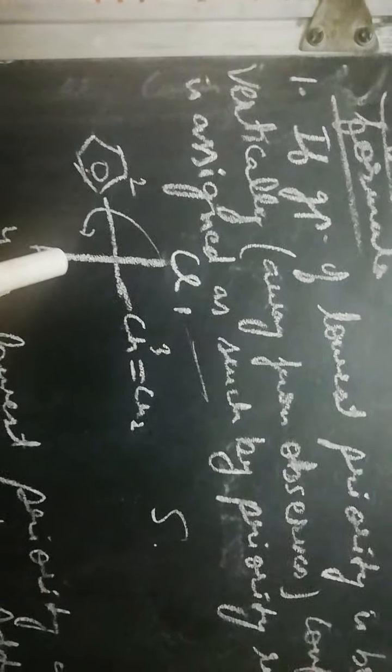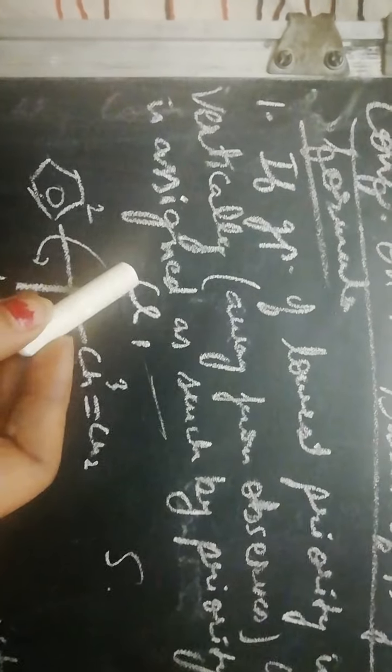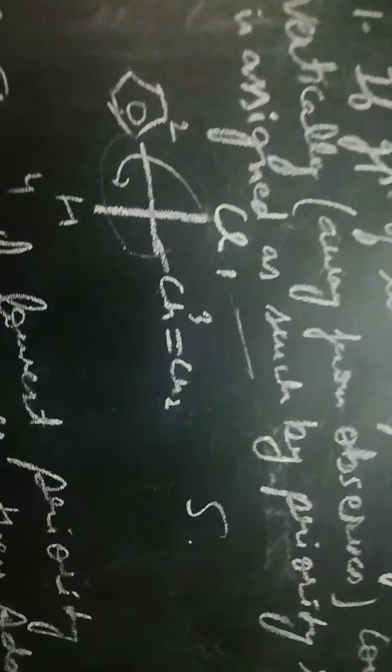changes. So first priority on the basis of atomic number will be given to chlorine, second to the phenyl group, that is carbon atom, third to this ethene group, fourth is hydrogen. So in doing so, our eye will move from first to second to third to fourth, that is in the anti-clockwise direction. So the configuration will be S.